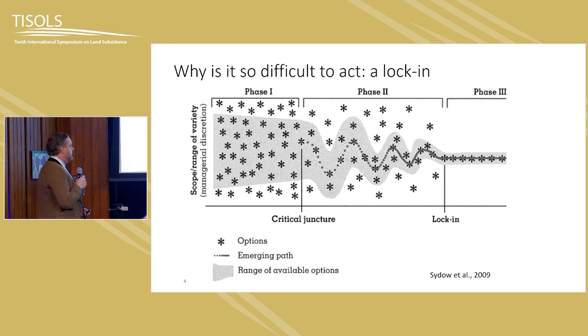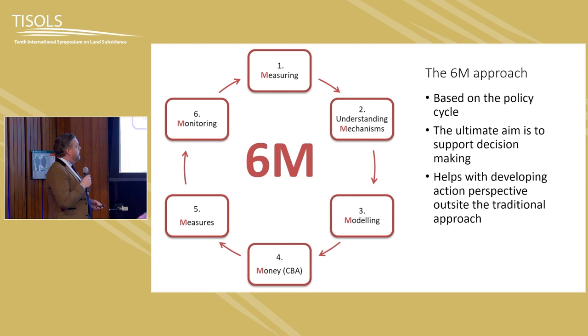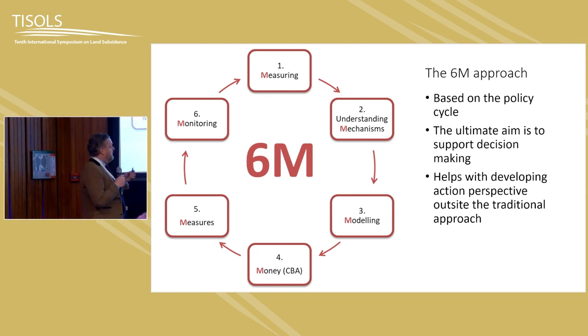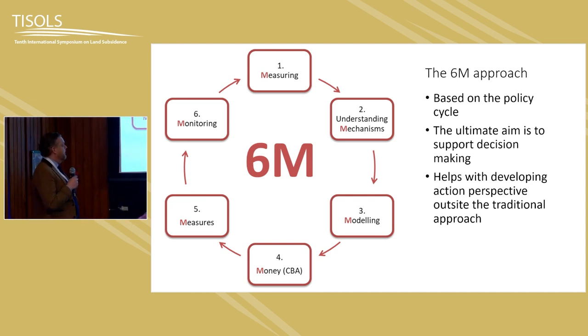Now, it's well known from governance science that you can break free from the lock-in by having knowledge and by having an alternative perspective or an alternative option. And you create one by doing research and getting insights in different action perspectives and different strategies. So that's the 6M approach. It's based on the policy cycle. It helps with developing action perspectives outside the traditional approach. That's really what it's meant for. And the ultimate aim is to support decision making, informed decision making.